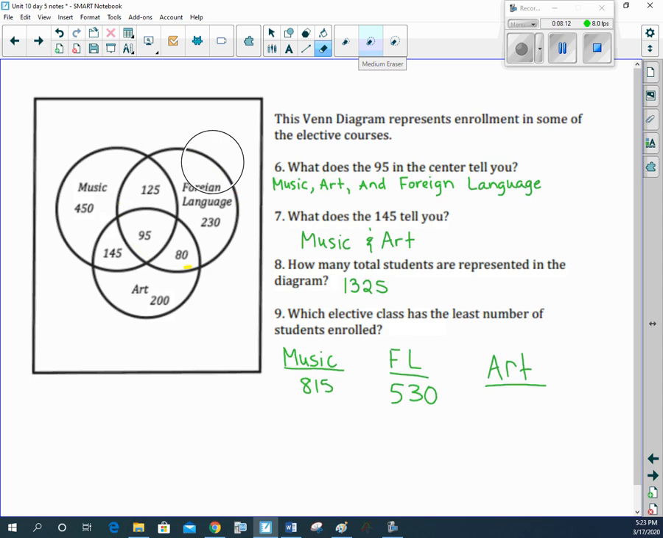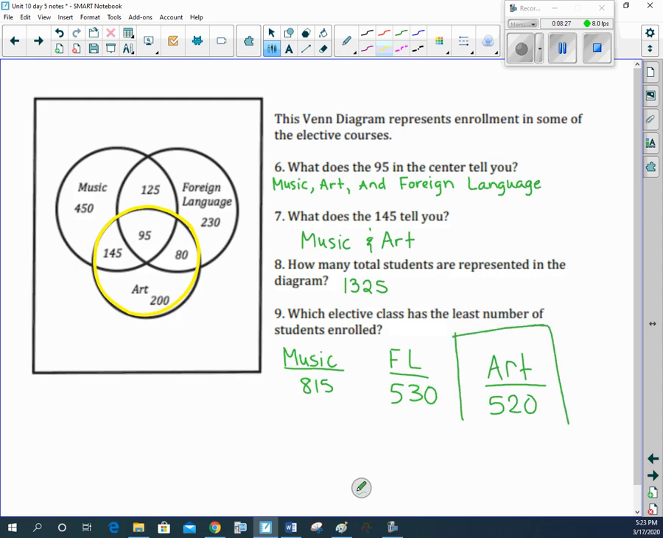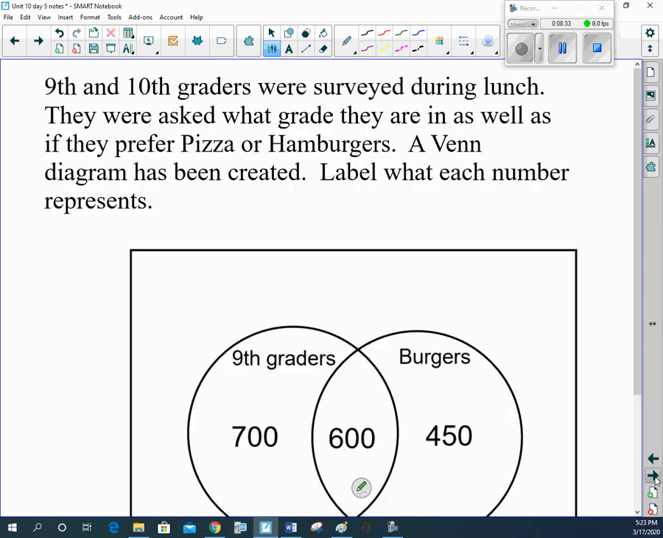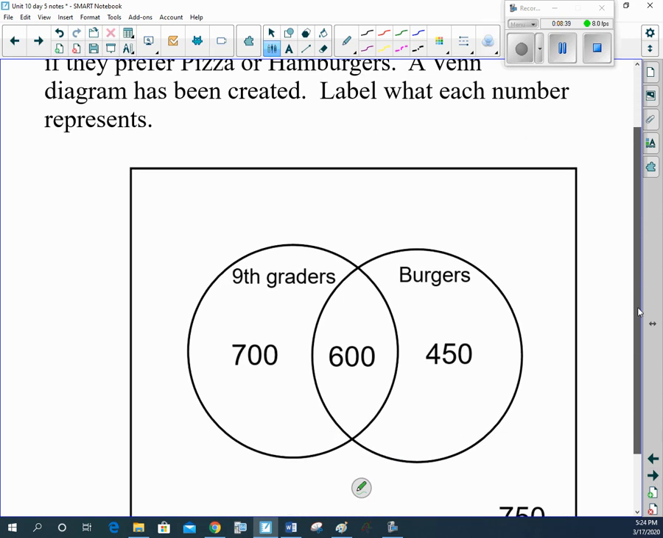So come over here, add all the numbers in the art circle. So art's this circle. Add all those up and you end up with 520. So that means art has the least number of students enrolled in it. Okay. One more here. Let's see what we've got here.